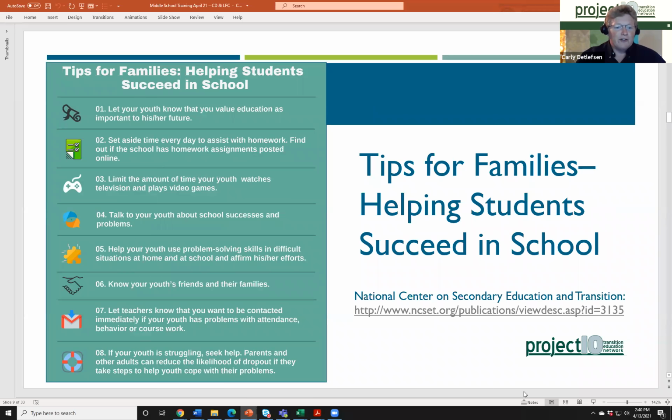Know who your kids' friends are, know their family members as well. Talk to them about school, what's going well, what didn't go well today, not just questions where they can say yes or no, but ask them questions about school and about their day to which they're going to have to actually talk to you and not just say uh-huh or something like that. Go ahead, Lisa.